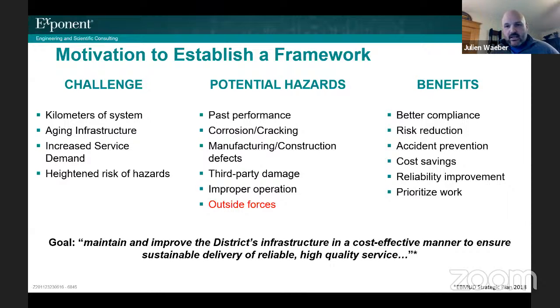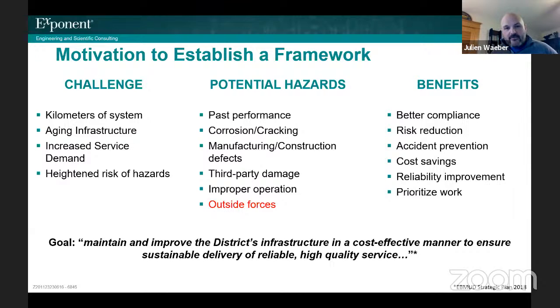So the challenge really is that you have kilometers of system that are aging, and you have increasing service demand as well, and now a heightened risk of existing hazards. With time, we get a better understanding of landslide hazards or seismic hazards. But those are some general outside forces as far as potential hazards are concerned. But you could also do this in consideration of past performance of your pipelines, corrosion over time. You can establish a framework to consider manufacturing defects, third-party damage, or just improper operation.